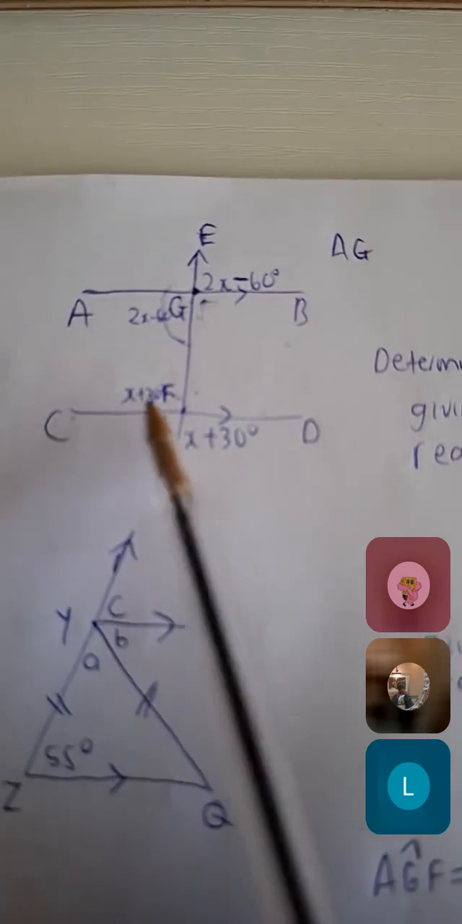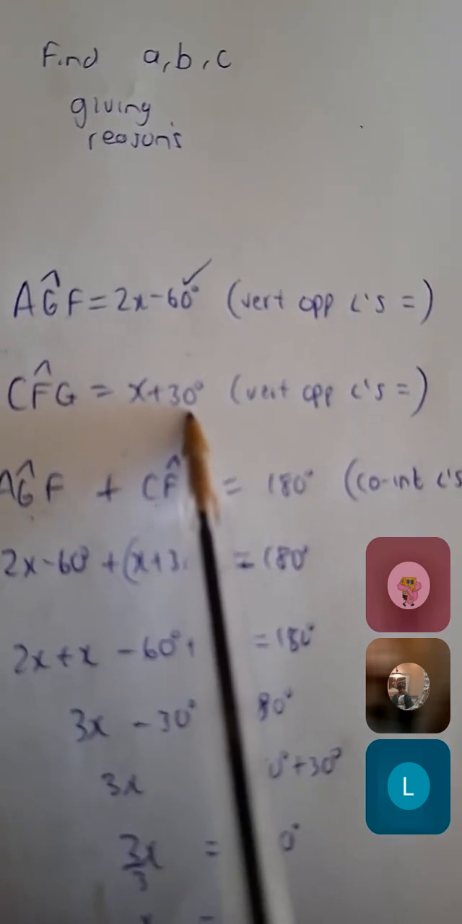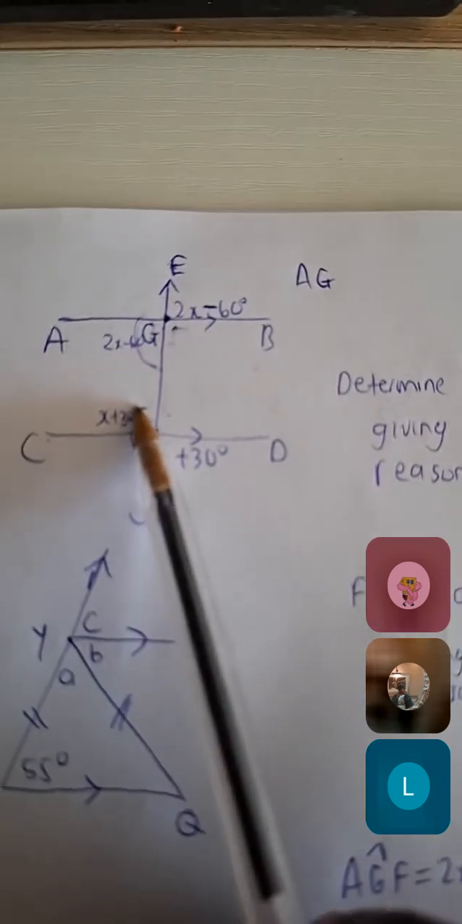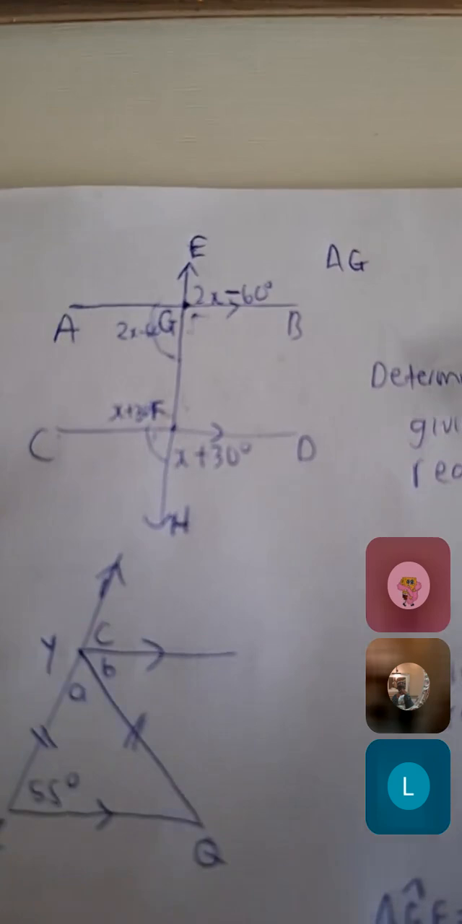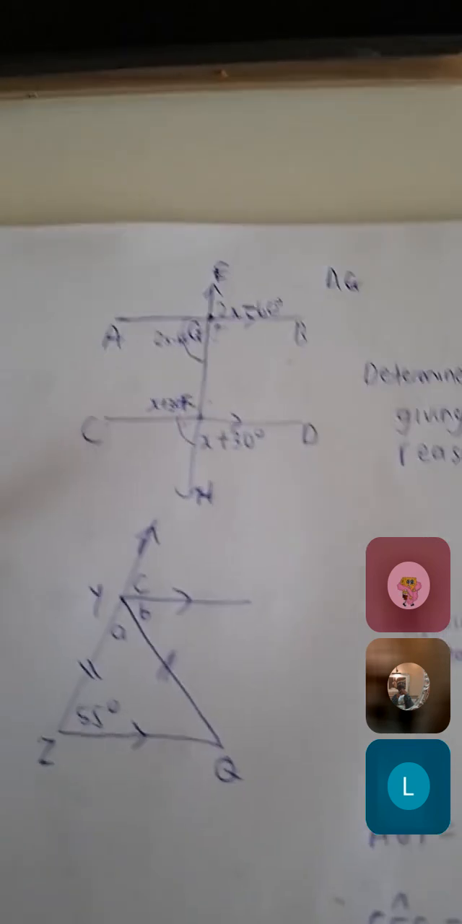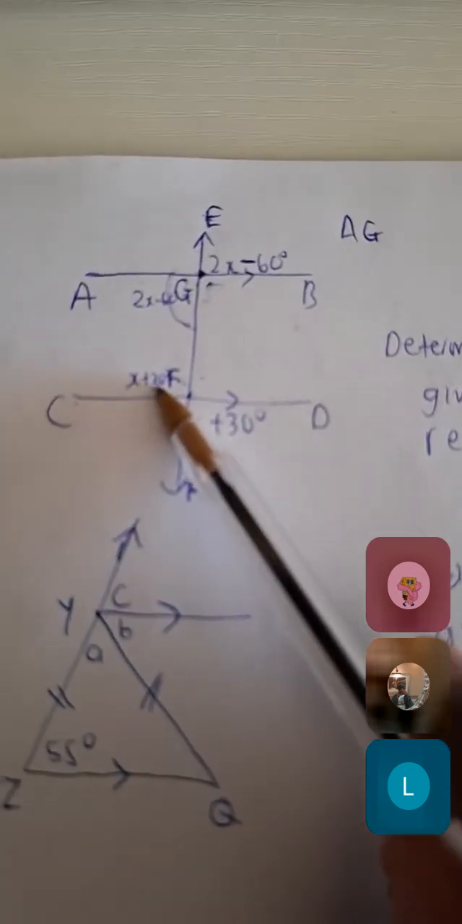CFG. Where is CFG? Oh, they're talking about this angle. What did they say? It's x plus 30 degrees. What's the reason? Vertically opposite angles. Oh, it makes sense. This angle and this angle are equal. Then after that, I update my diagram with the new information.